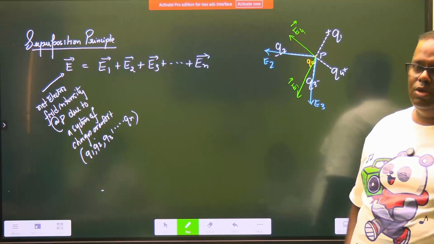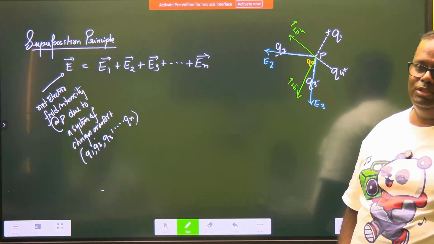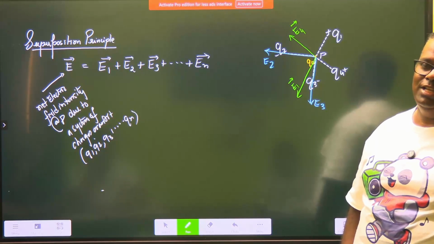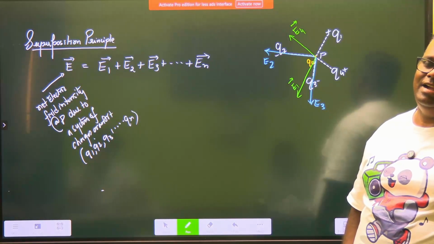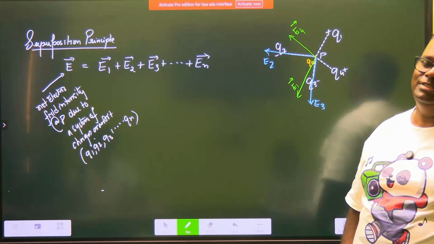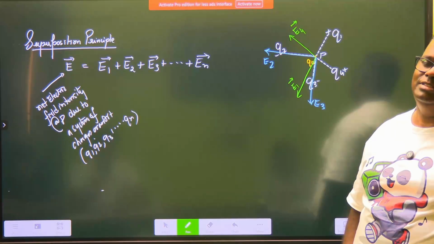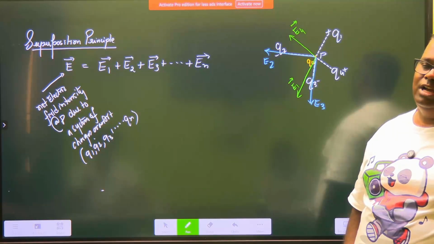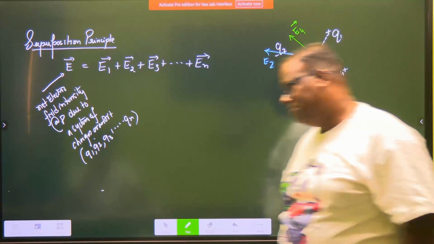What is the value of epsilon 0 for free space? What is the expression for Coulomb's law? R1, R2 divided by Q square. Good.